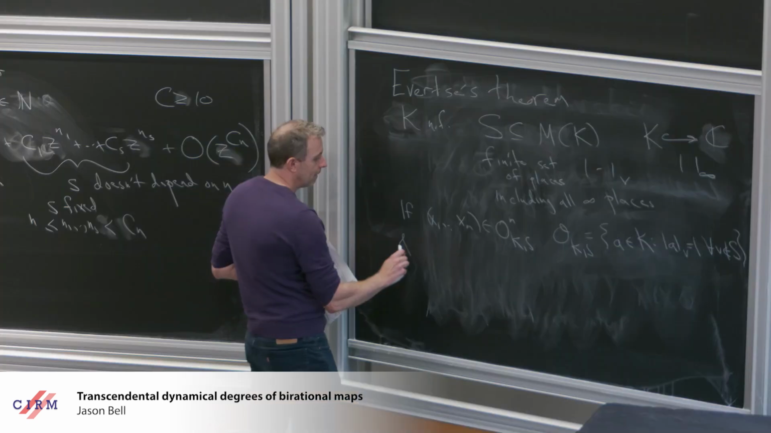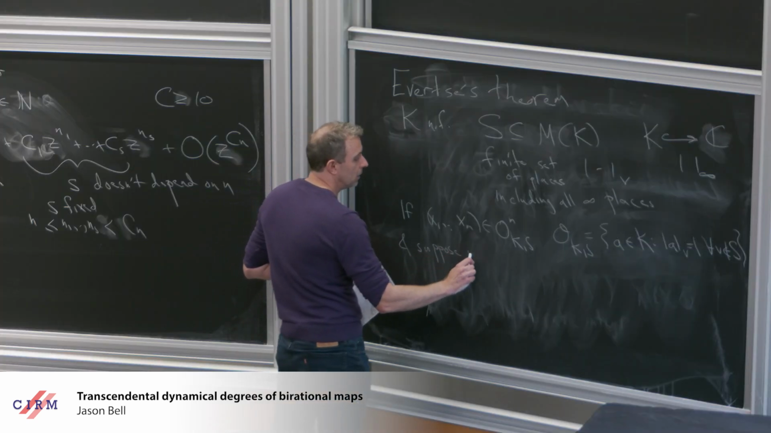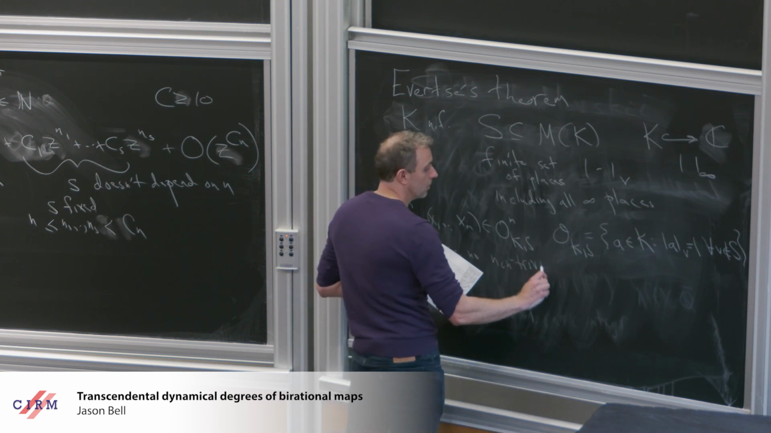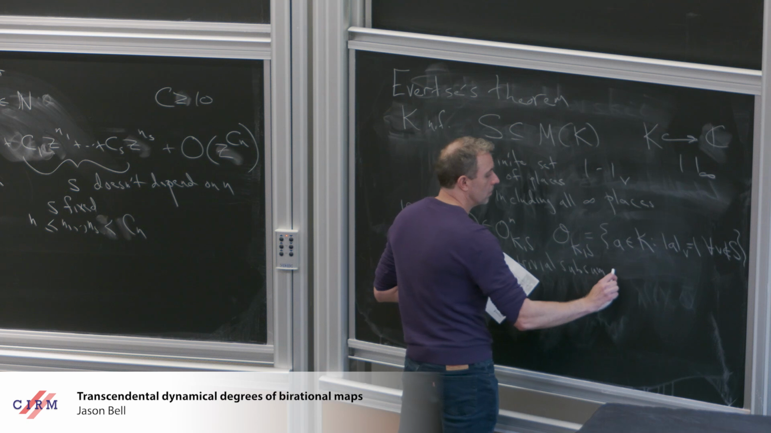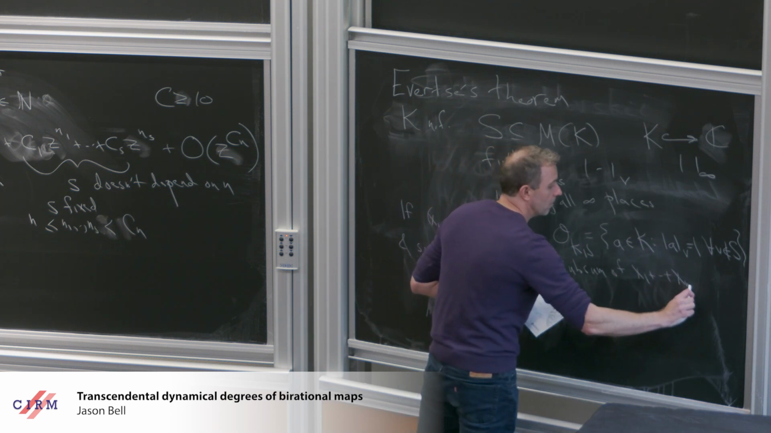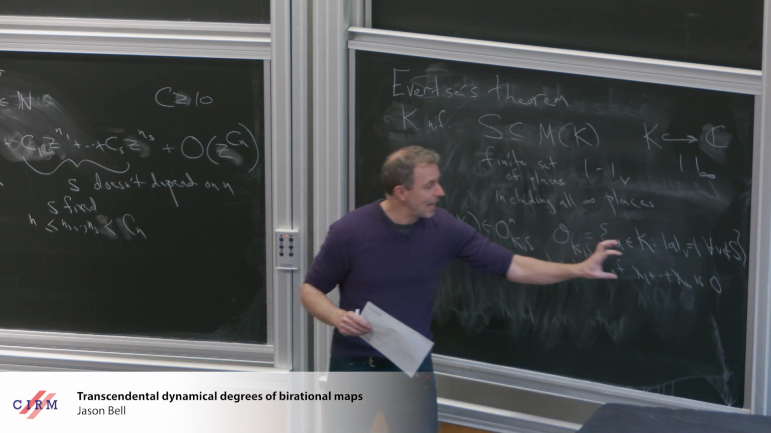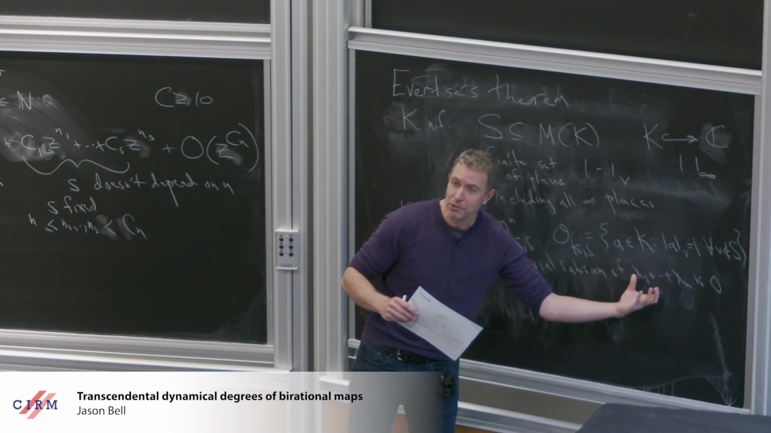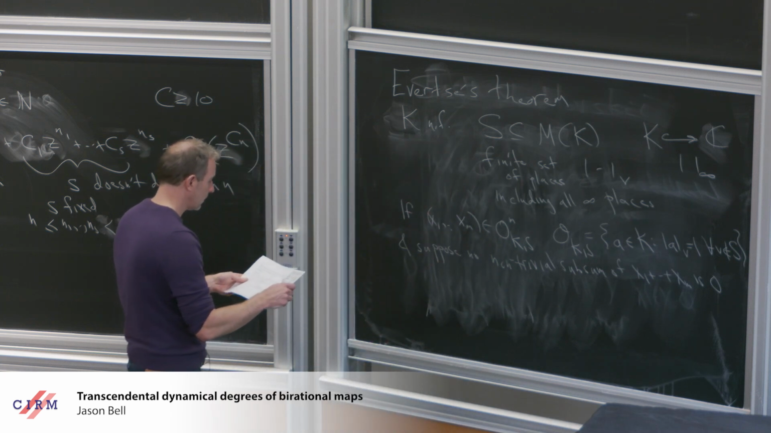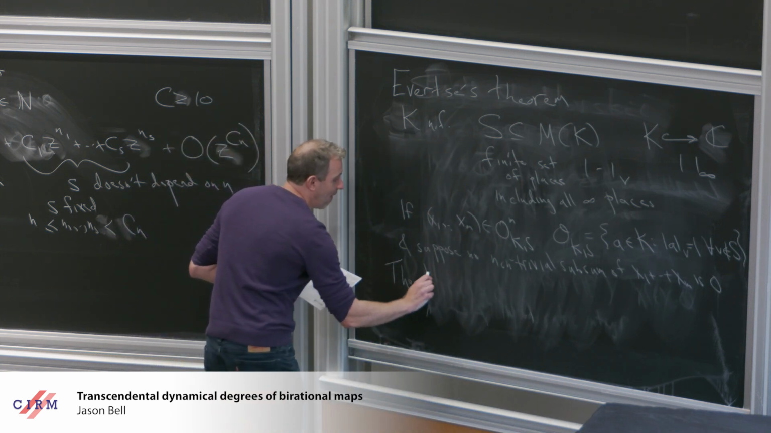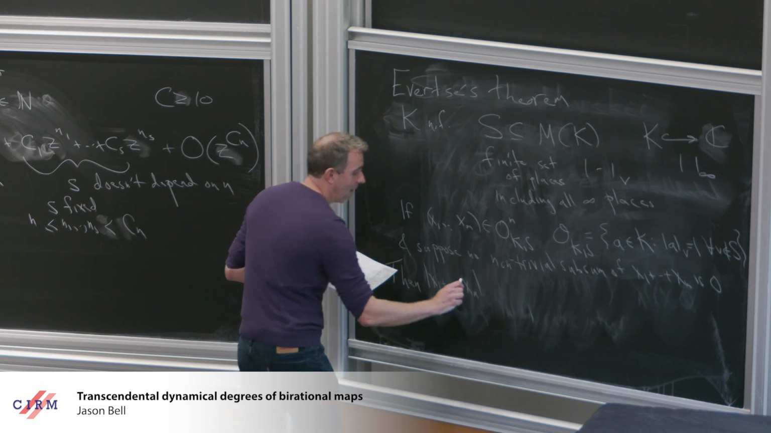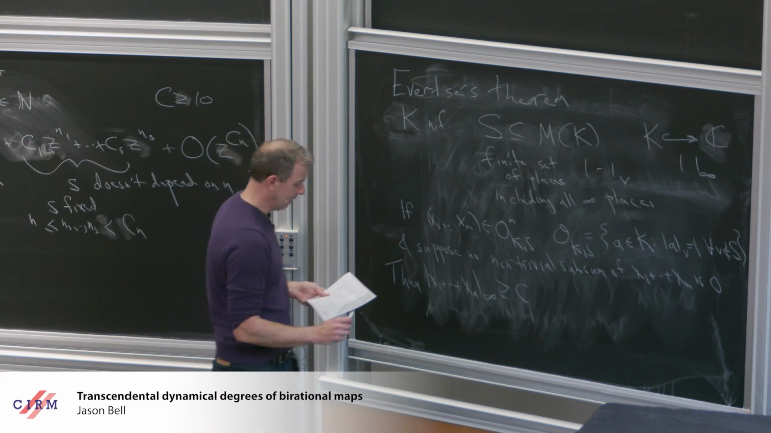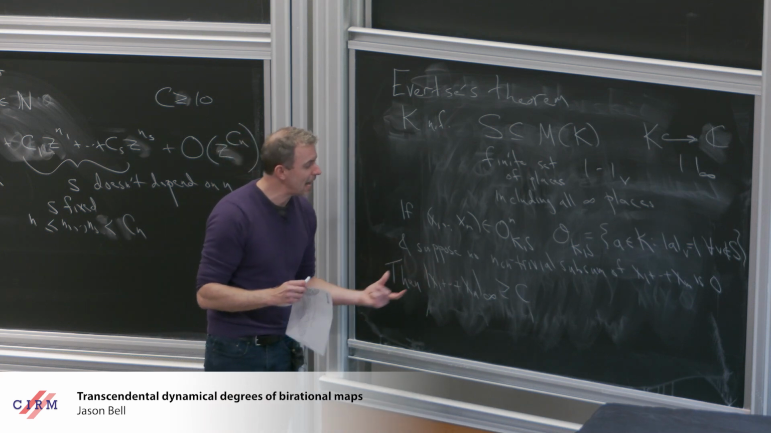And suppose there is no vanishing subsum. Suppose I can't pick out some non-empty subset of the indices such that when I add those, I get 0. So suppose I have this. Then there's a fixed constant C such that if I look at how big this is, it can't be too small.